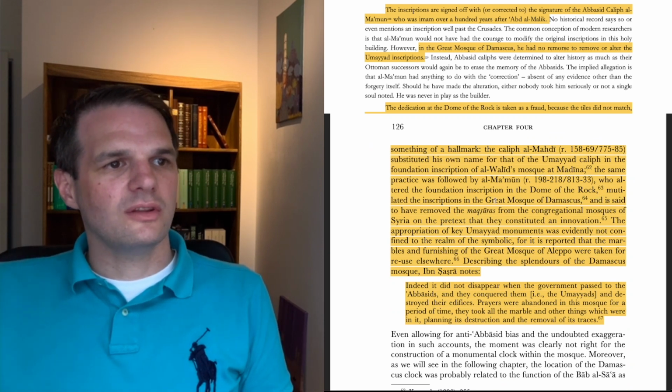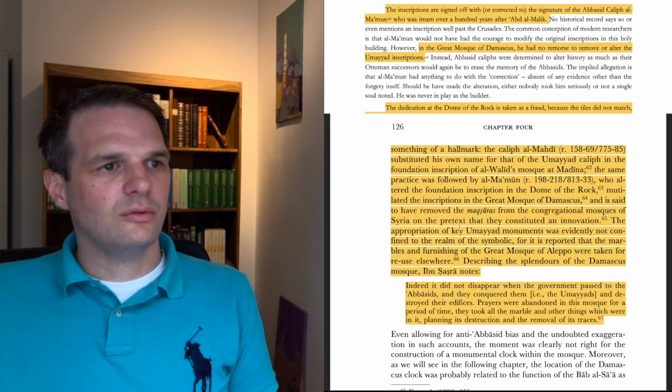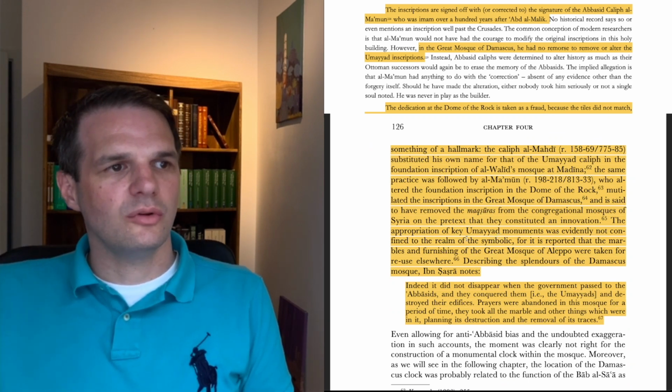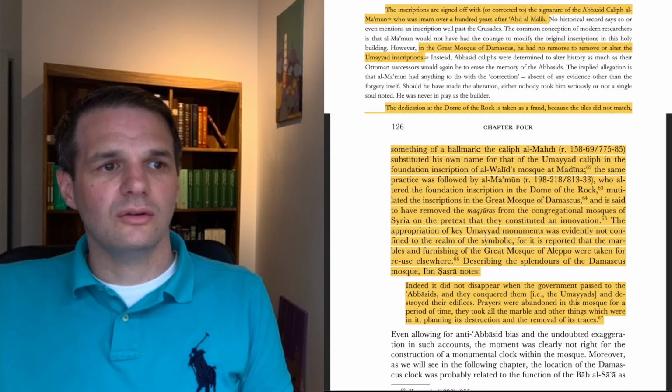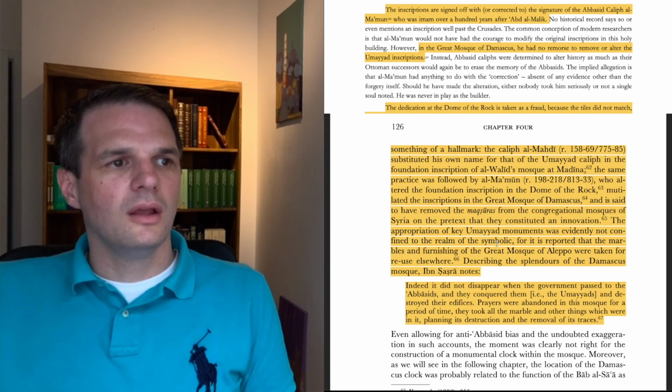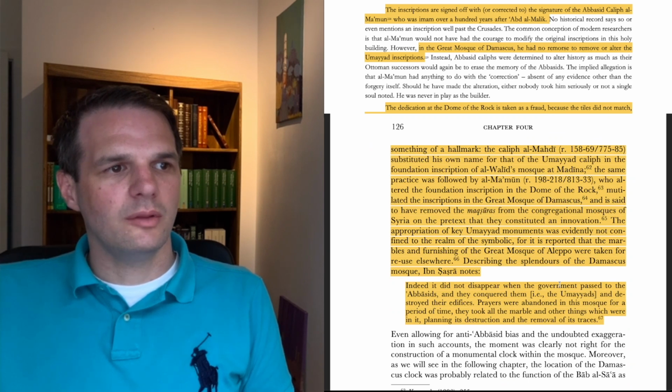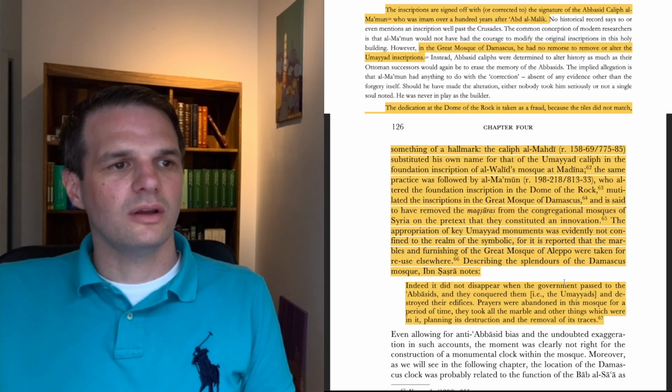"He mutilated the inscriptions in the Great Mosque of Damascus and is said to have removed the maqsuras from the congregational mosques of Syria on the pretext that they constituted an innovation. The appropriation of key Umayyad monuments was evidently not confined to the realm of the symbolic, for it is reported that the marbles and furnishings of the Great Mosque of Aleppo were taken for reuse elsewhere."